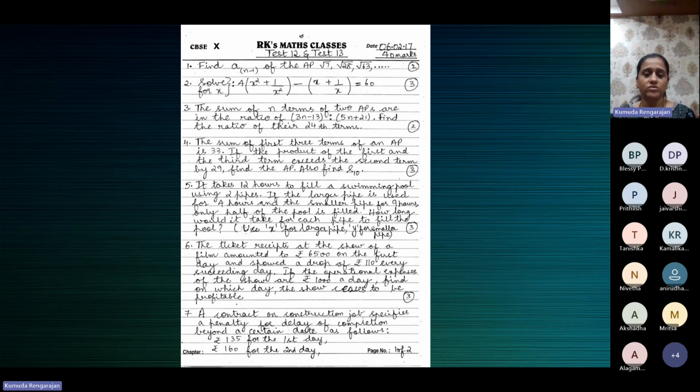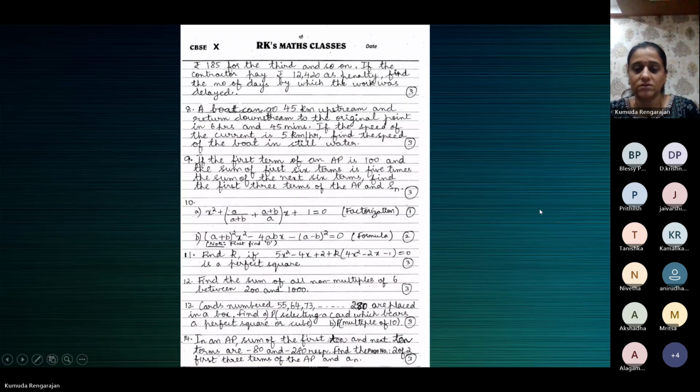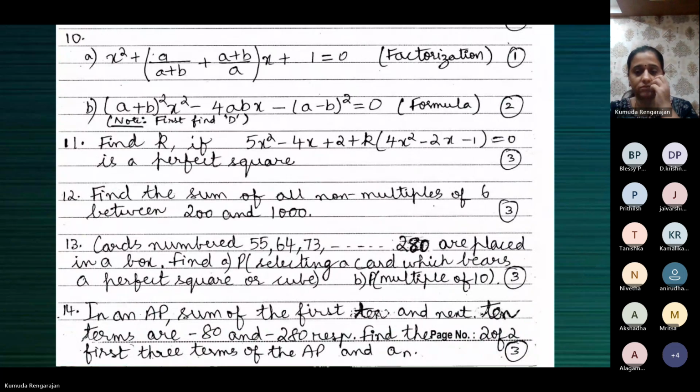I want you to try the sixth one in this. Please try the sixth one, children. I'll just read the question for you. The ticket receipts at the show of a film amounted to rupees 6,500 on the first day and showed a drop of rupees 110 every succeeding day. If the operational expenses of the show are rupees 1,000 a day, find on which day the show ceases to be profitable. That's the question.